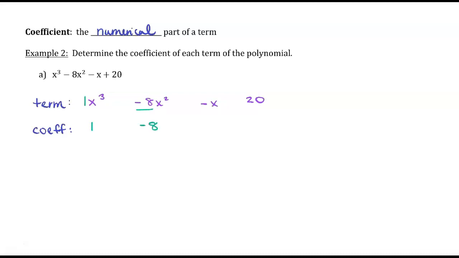Next, we have the term negative x. You can think of this as negative 1 times x, so the coefficient of this term is negative 1. And finally, the constant term 20, the coefficient is just 20. That term only has a numerical part, and that numerical part is the coefficient.